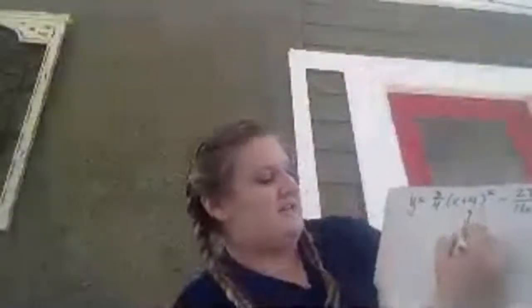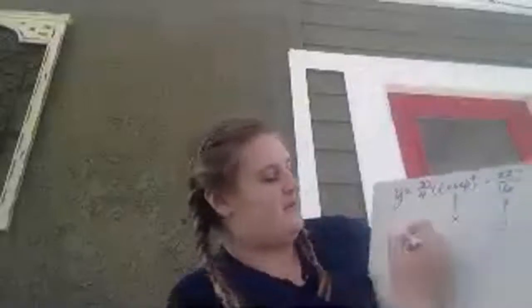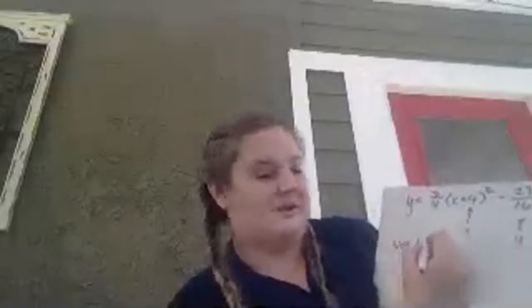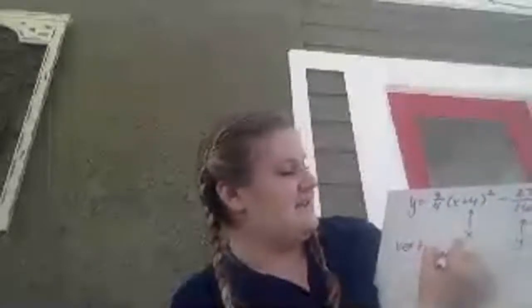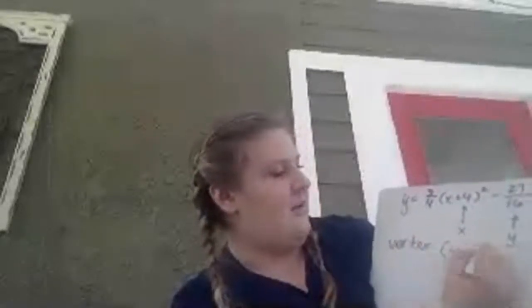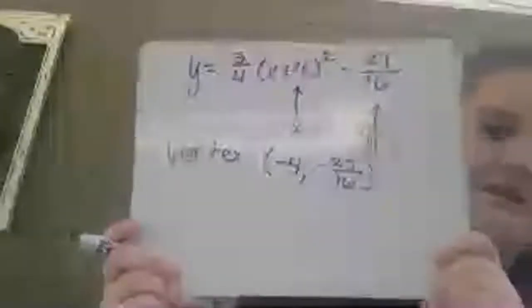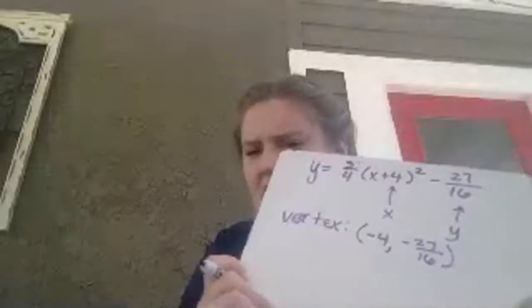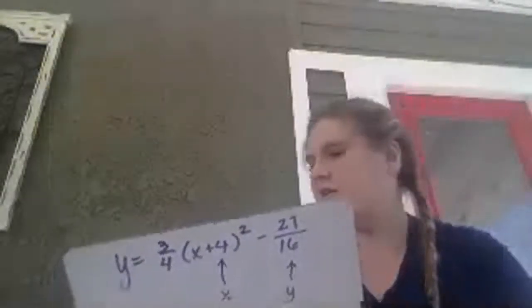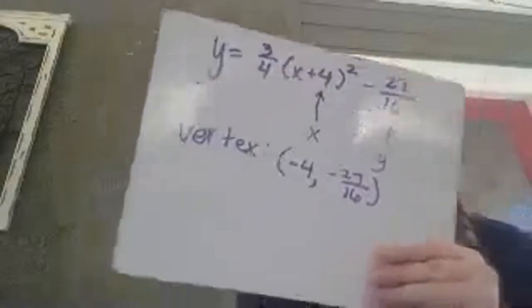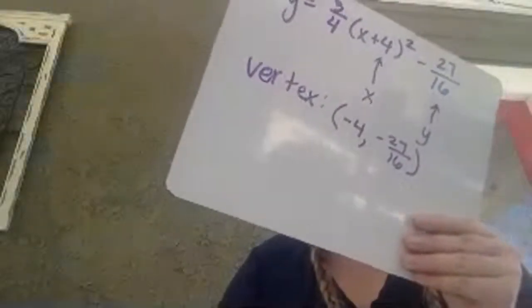Okay, here's this. So we can find our vertex super quickly. Our vertex is, remember here, that's our x value. This is our y value. So our vertex is (-4, -27/16). So that's our vertex. We also need to find our x-intercepts. Number 3 on the test review. Okay. So we got our vertex. Now we want to find our x-intercepts.